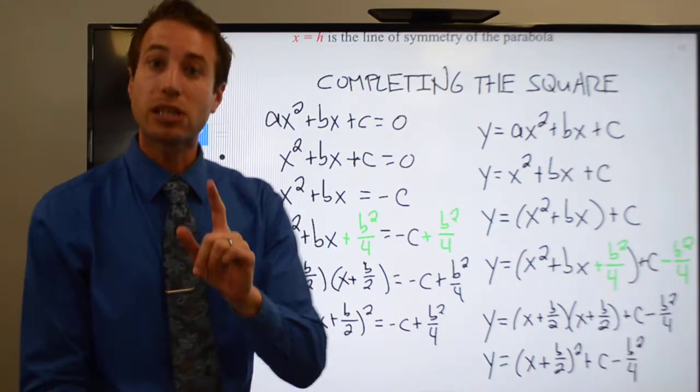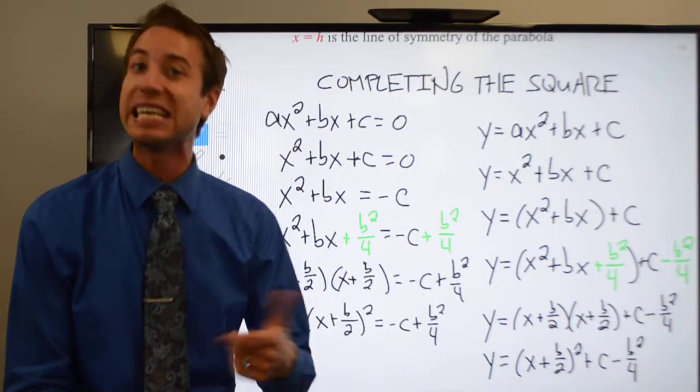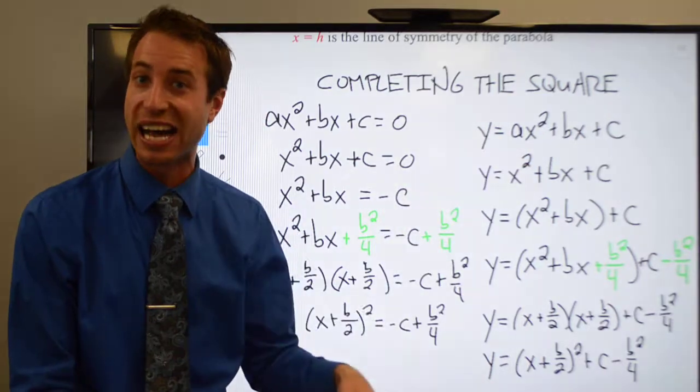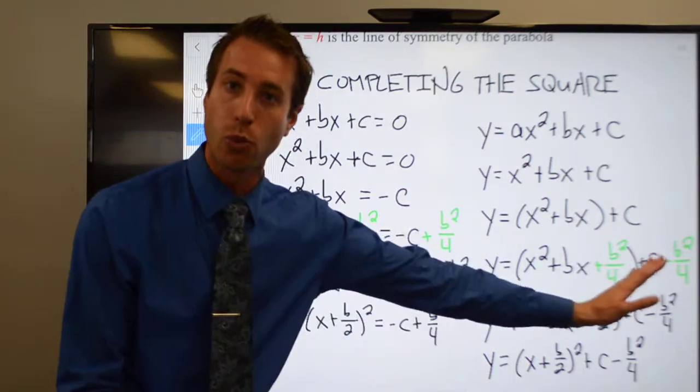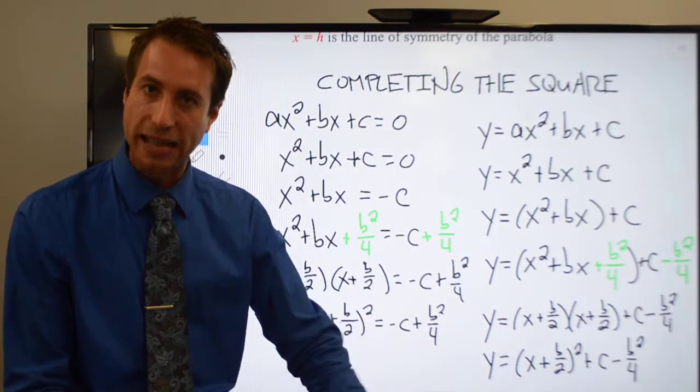It is still completing the square. It's just going to look a little different in this section because I'm not able to work on both sides of the equal sign. I have to do all my work on one side so that it stays y equals the whole way through the problem.